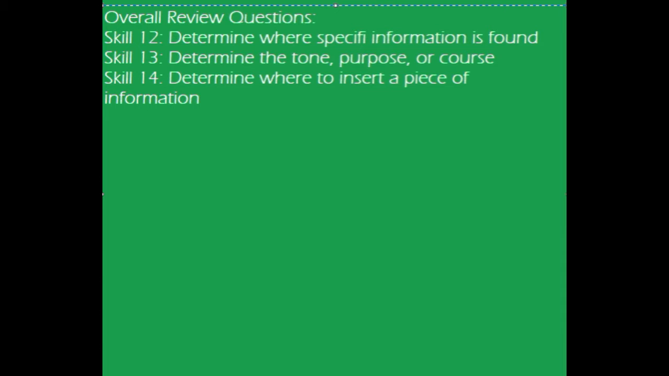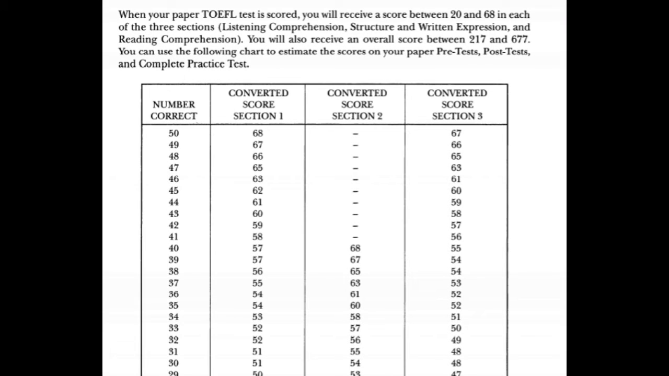Now I'm gonna show you how to evaluate yourself, how to get your scores, your checks, your goals. We're gonna check how to get our scores. So this is how to measure our score. This chart I'm gonna provide in our materials. It says when your paper TOEFL test is scored, you will receive a score between 20 and 68 in each of the 3 sections: listening comprehension, structure and written expression, and reading comprehension. You will also receive an overall score between 217 and 677. You can use the following chart to estimate the scores of your paper pre-test, post-test, and complete practice test.